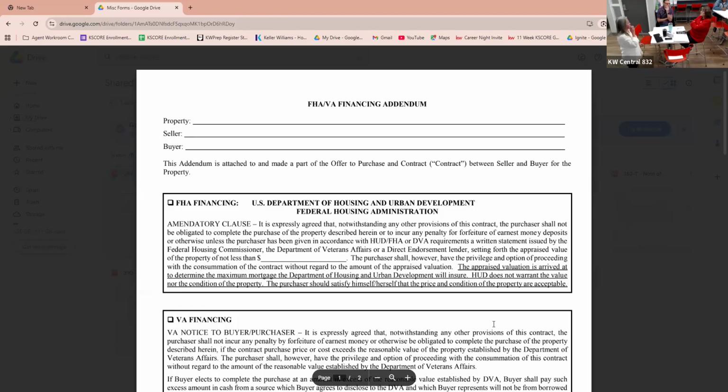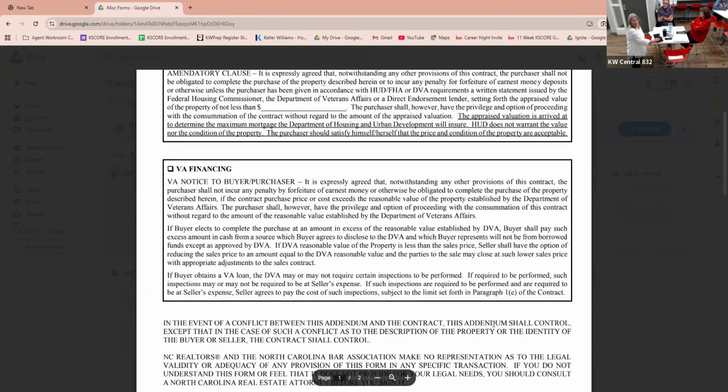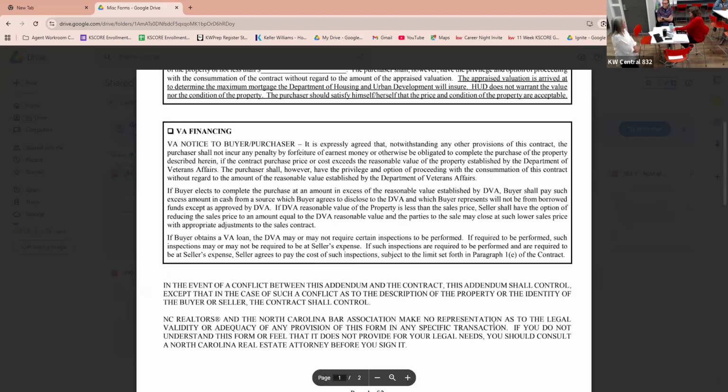Which brings me to my very first question. What is wrong with agents that can't put the buyer or the seller's name on their forms? Yes, I know. I see it a lot. I return a lot because they didn't put the buyer's name on there. Put it on already.